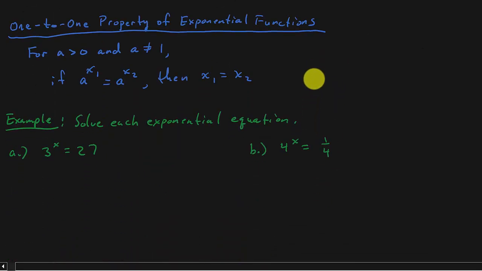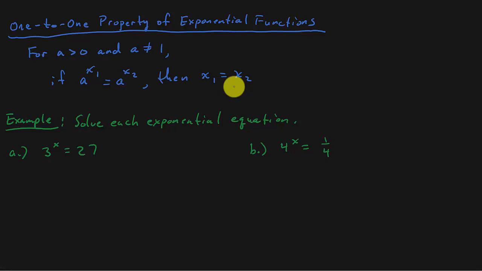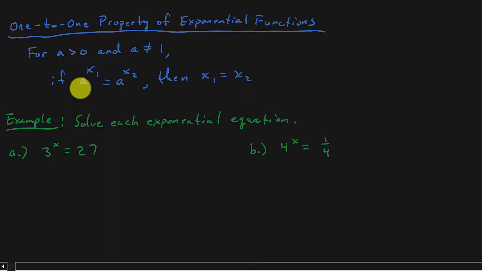All right, so what about this one-to-one property of exponential functions? So for a positive and not equal to 1, if a raised to the x1 equals a to the x2, then x1 equals x2. All right, so what this is doing is showing us how to solve an exponential equation. In order to solve an exponential equation, you want the bases the same. And when the bases are the same, then you just set the exponents equal to each other and solve. Okay?